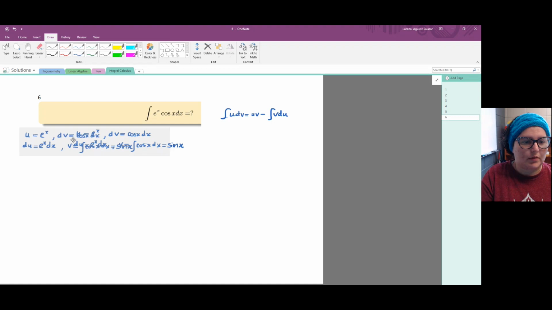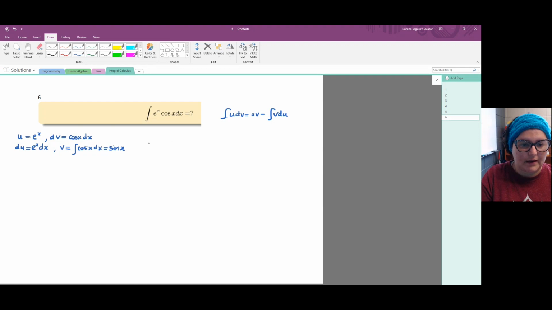Then by using u and dv the way we chose them, we get that the integral of e to the x cosine of x dx is u times v, and that's e to the x times sine of x, minus the integral of v du, and we have v is sine of x, while du is e to the x dx. We get e to the x sine of x minus the integral of e to the x times sine of x dx.